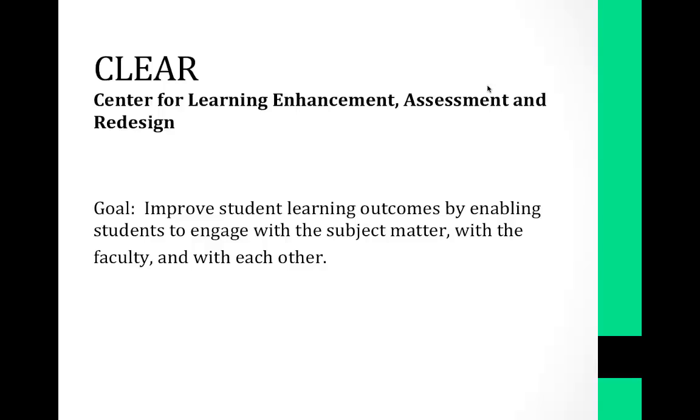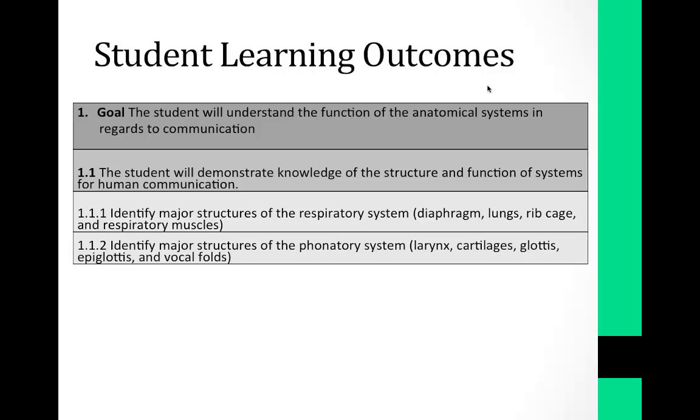And so one of the parts of that, I'm going to go to the next slide, is having student learning outcomes. And for me as a speech pathologist, I'm always writing goals for students and for the clients I'm working with, so it would seem to just make sense. So we have a set of learning outcomes that we use that I've written for our course, and this is just an example of how they are. There's 3 levels, and like in this case, the goal says the student will understand the function of the anatomical systems in regards to communication. So that's the big overall goal.